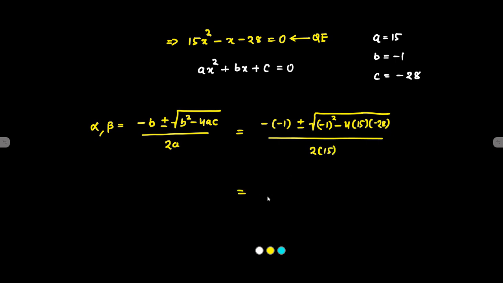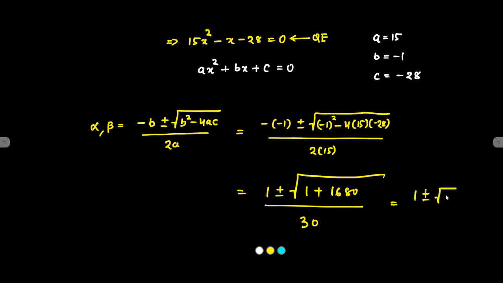So this is equal to 1 plus minus root over 1 square, which is equal to 1, and 4 into 15, that is equal to how much? 60. 60 into 28 is equal to 1680. Plus 1680, and by 2 into 15, this is equal to 30. So it is equal to 1 plus minus root over 1681 by 30.